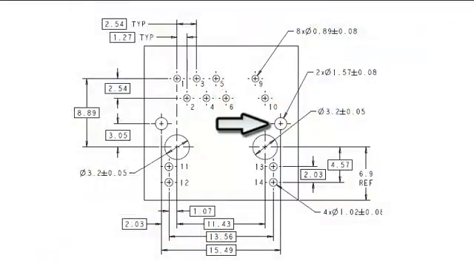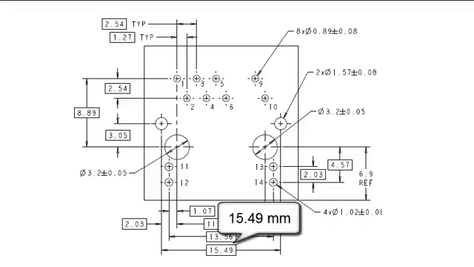To place the last shield pin, we're going to move the origin up to the left-hand shield pin and then add the other pin at X equals 15.49 and Y equals 0.